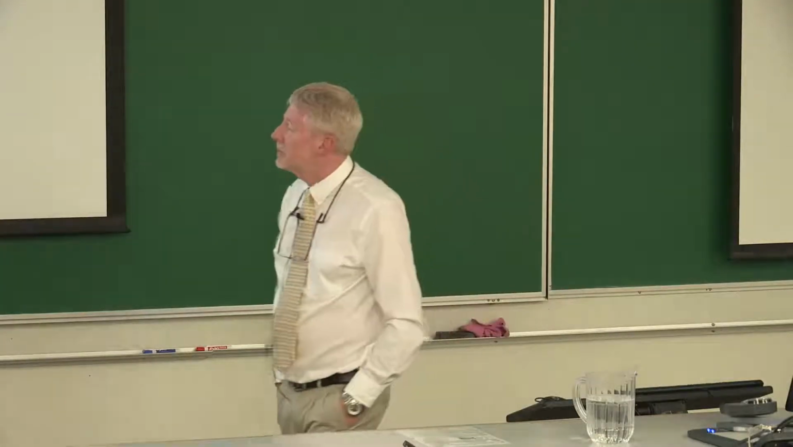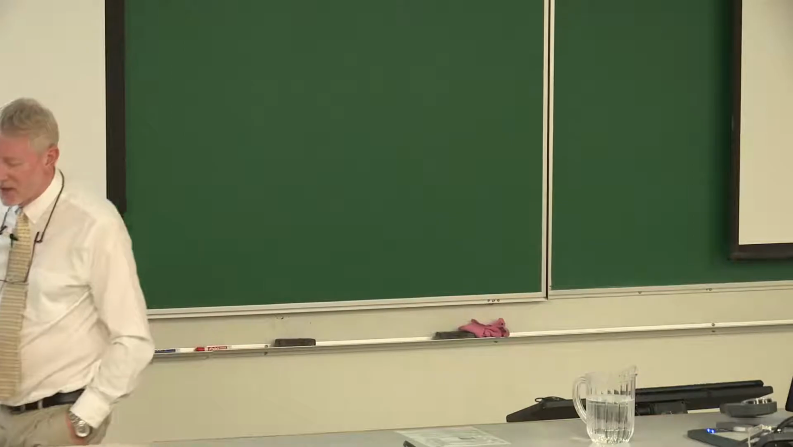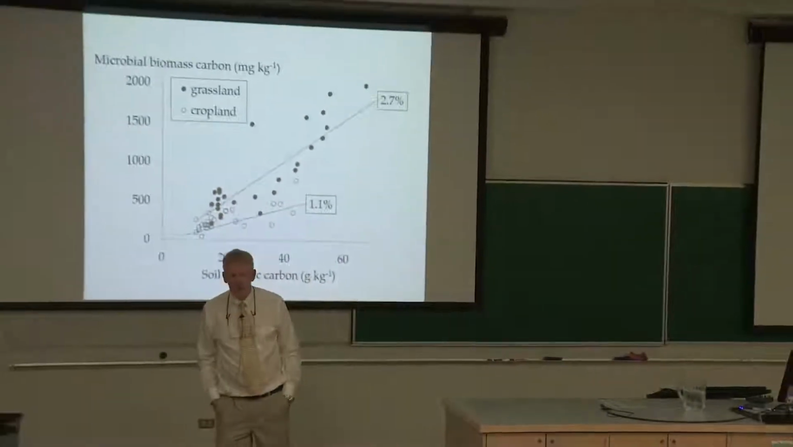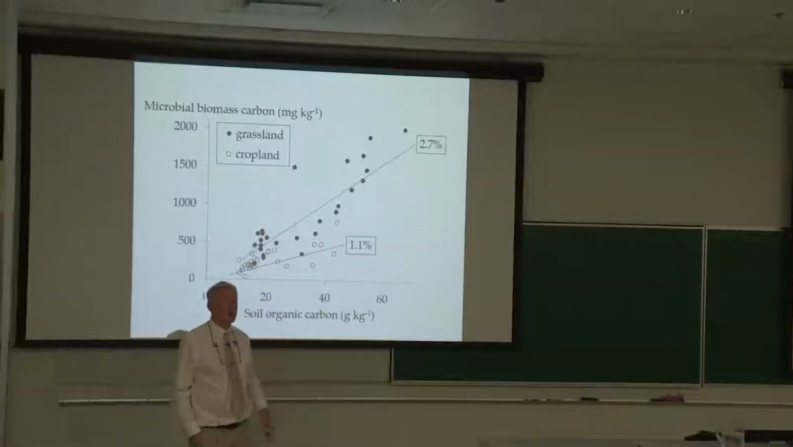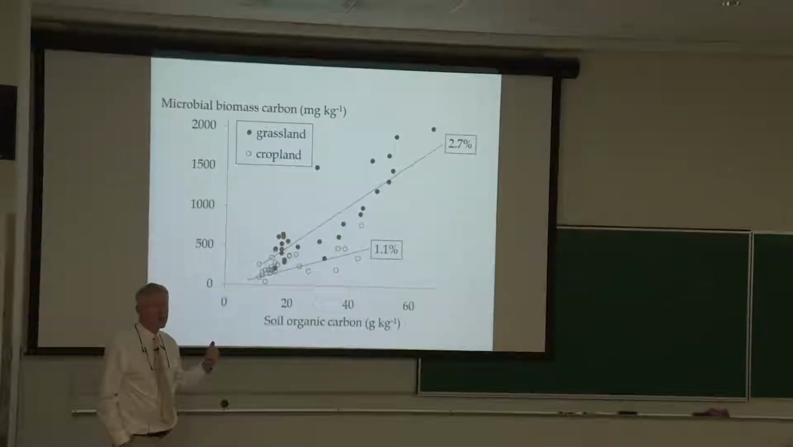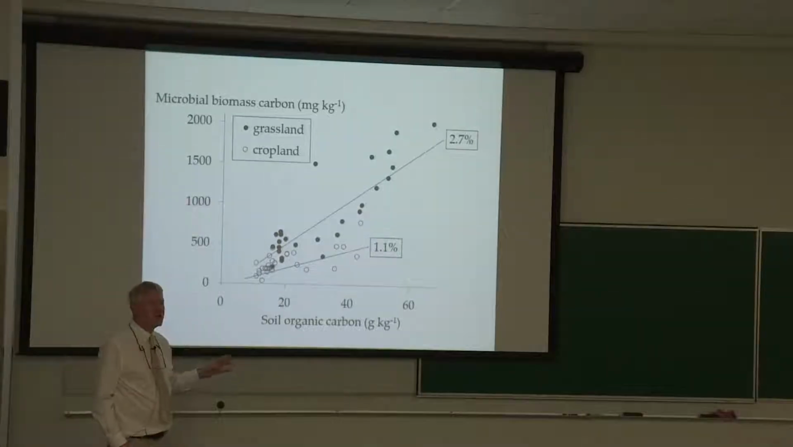So I had a look at the literature. This is a meta-analysis of microbial biomass carbon against soil organic carbon. Each point is from a separate trial, and the trials are worldwide. There's data in here from Holland, from Illinois, from Manitoba. It's from all over. And we get two different lines for grassland and cropland.